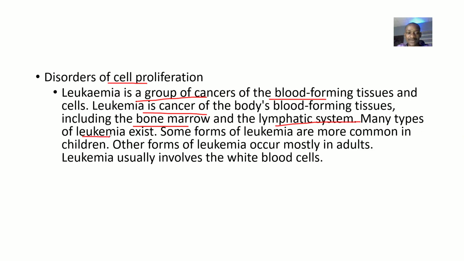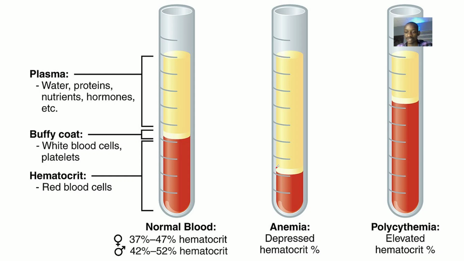We say that many types of leukemia exist. Some forms of leukemia are most common in children. Other forms of leukemia occur mostly in adults. Leukemia usually involves white blood cells. So leukemia is an example of a disorder of blood cell proliferation.